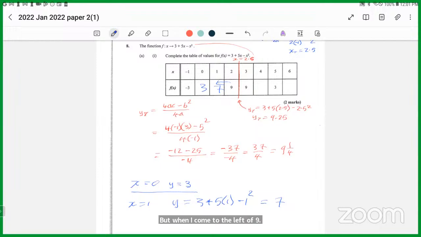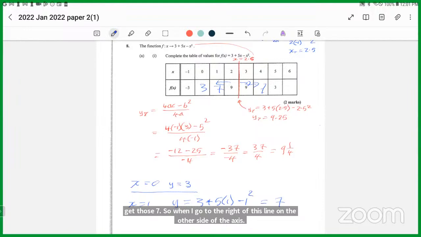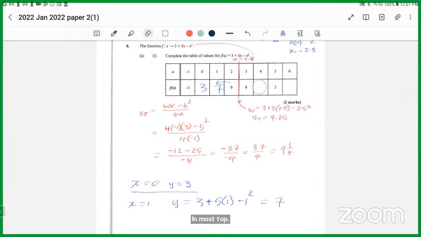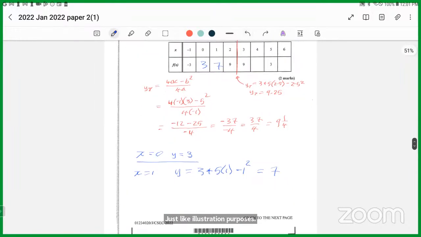So when I go to the right of this line, on the other side of the axis, it must come to 7 as well. So without working it out, I know that this value here has to be a 7. But if you're not sure, I can work it out and show you, just for illustration purposes. I'm going to work it out for the 4 and show you, but you don't need to work it out. It's only 2 marks for the question, guys, so we don't need to work out everything. Use your knowledge of the symmetric nature of the function.